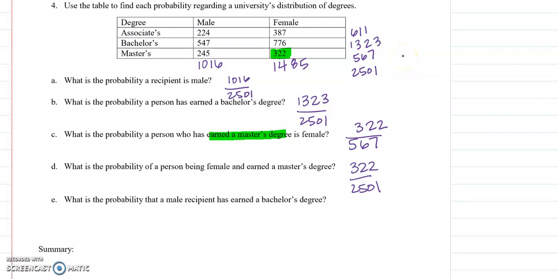Letter E, what is the probability that a male participant has earned a bachelor's degree? So that is conditional as well because your criteria is male. So you're looking at this column first. There's 1,016 in your denominator because that's how many people are male, and then earning a bachelor's degree is 547.